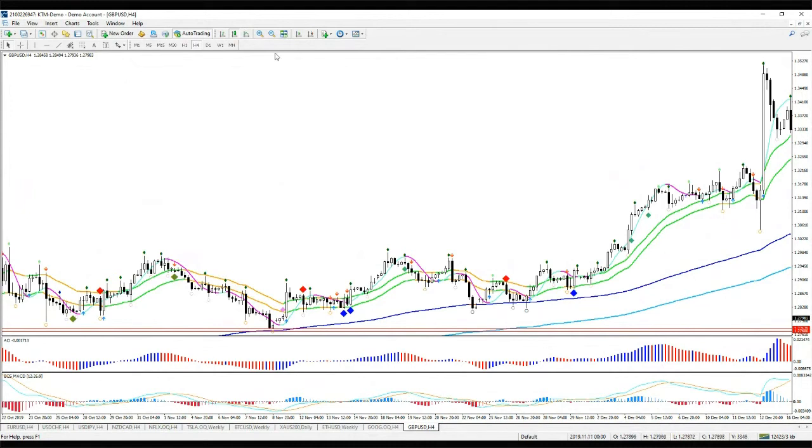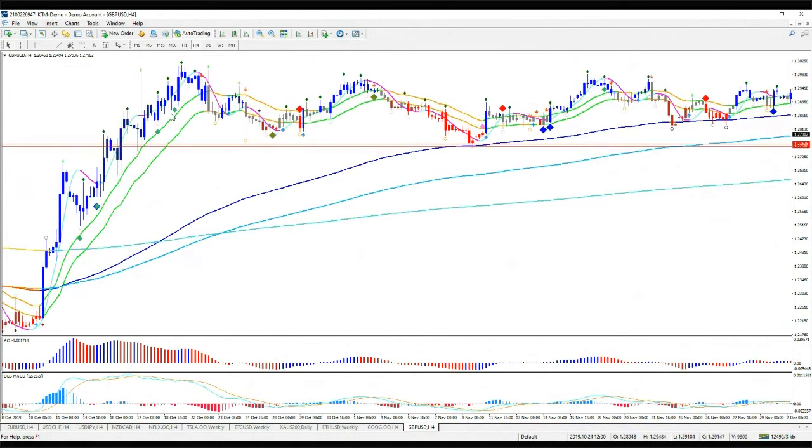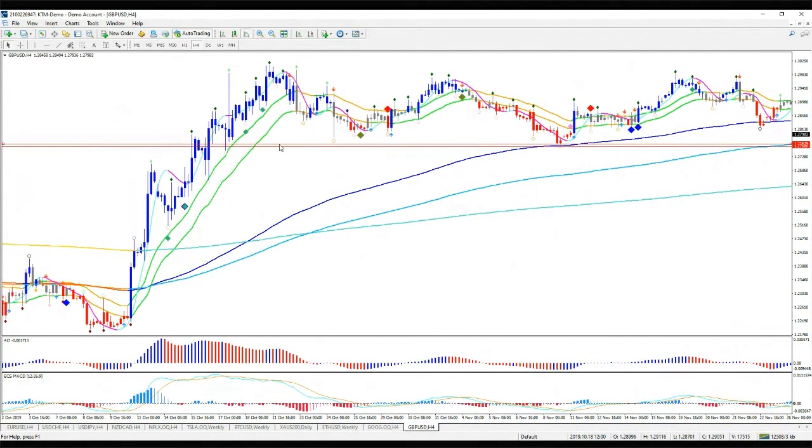The second thing I wanted to mention is the Swat Candles. But once again, if you have any questions on the fractals, let me know through the chat box. So now moving on to the Swat Candles.